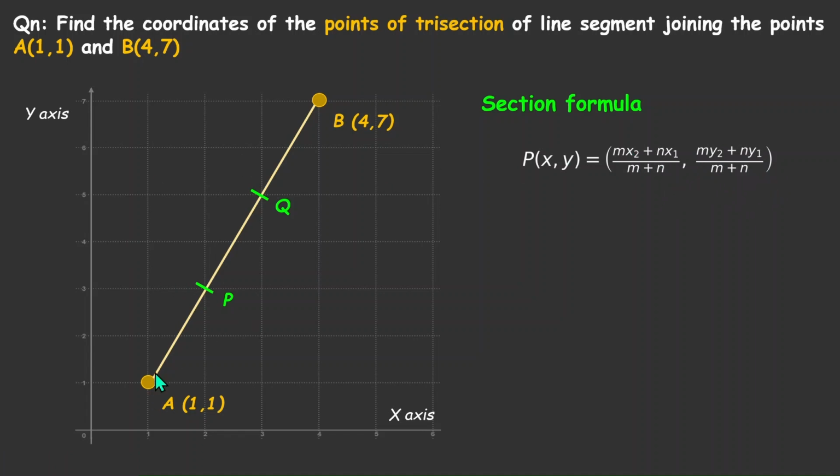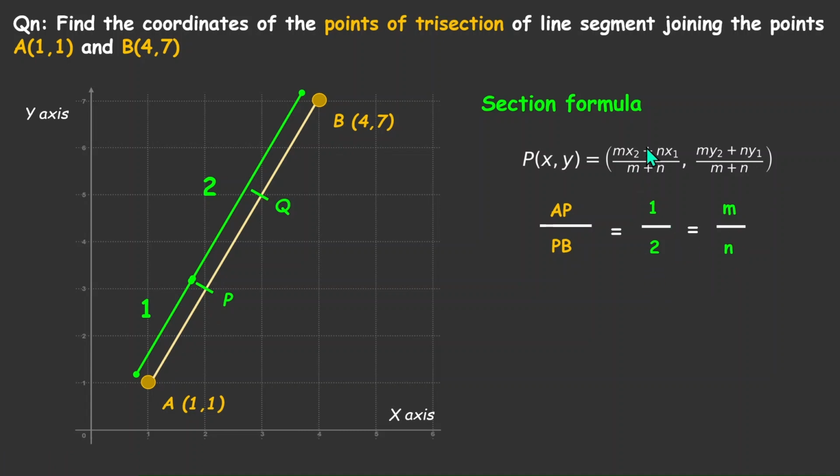If P divides this line segment in the ratio 1 to 2, then we can write that AP divided by PB is equal to 1 by 2, and we can write this as m by n, which is the internal ratio in which P divides the line segment AB. So our m becomes 1 and our n becomes 2.